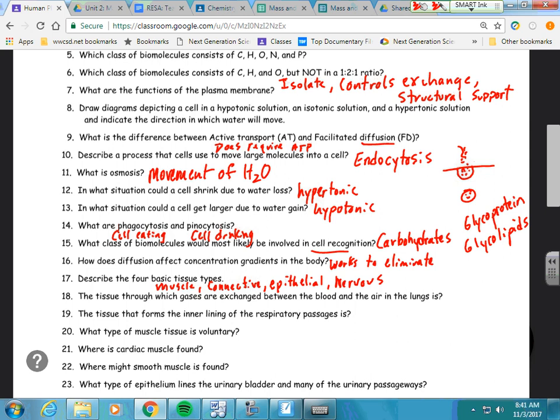All right, the tissue through which gases are exchanged between the blood and the air in the lungs is what? No, so this is getting into, if we're talking at the surfaces, it's a certain type of epithelial tissue. And so number 18, what we're looking for here is actually that simple squamous, one layer of flattened cells.